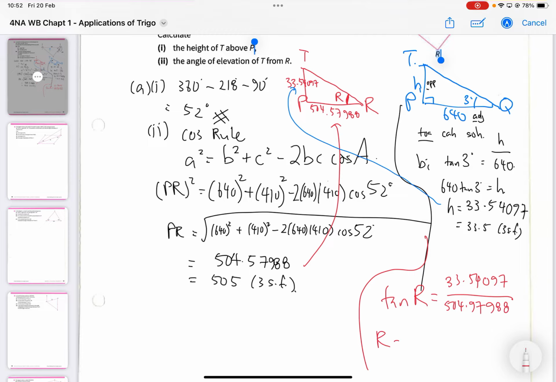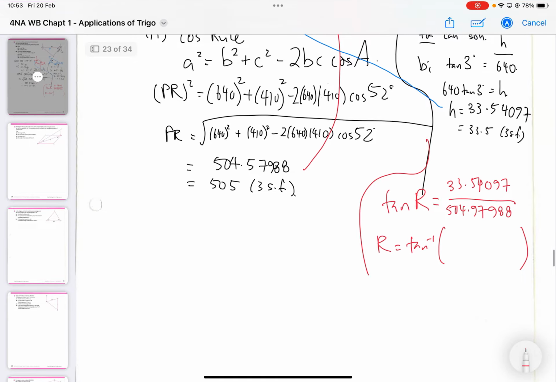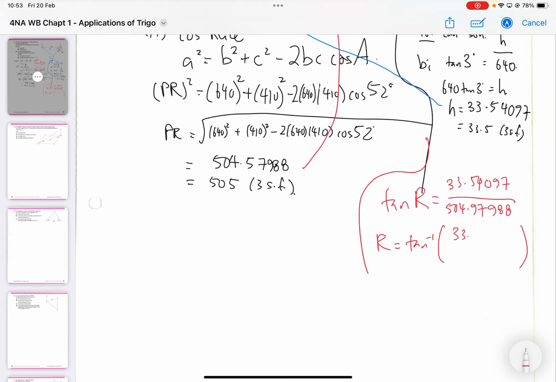Then I want to find angle R. I know this is the tangent of R. I want to find just R. I want to remove this tangent. I need to do tangent inverse on both sides. The tangent inverse on the left will cancel away the tangent. The tangent inverse on the right will be here. Then I need to tangent inverse this entire fraction.